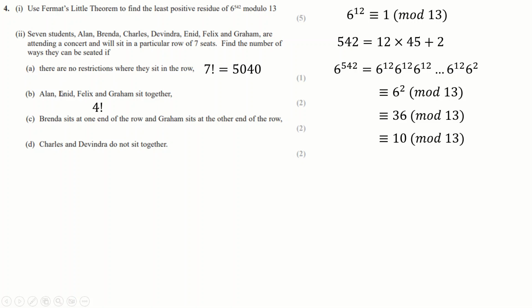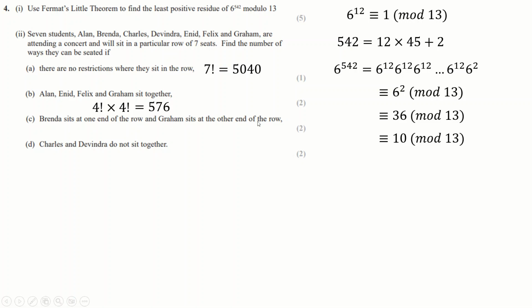Except then, once you've sat those people, so maybe you put these 4 first, then one of the others, then one of the others, then one of the others, you can then rearrange these 4 in their little mini row. And there's also 4 factorial ways of doing that. 4 times 3 times 2 times 1. So it's just this times this, and you get that.